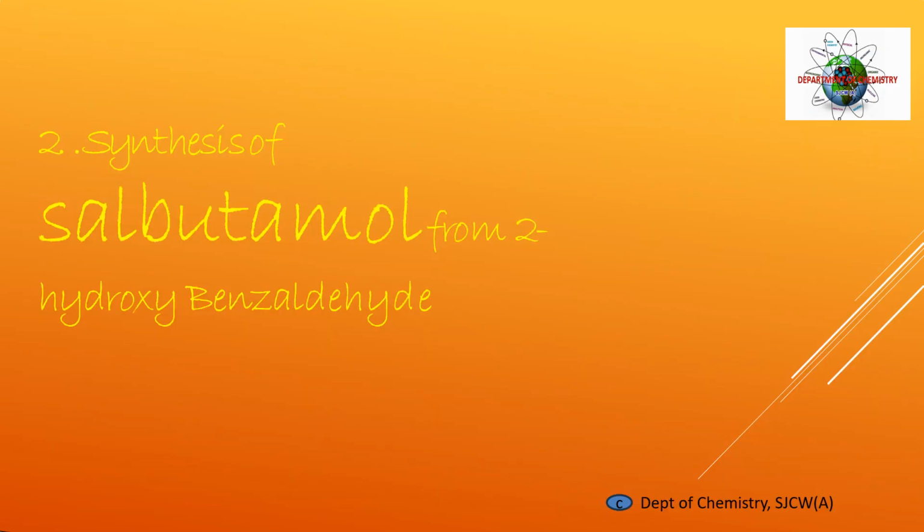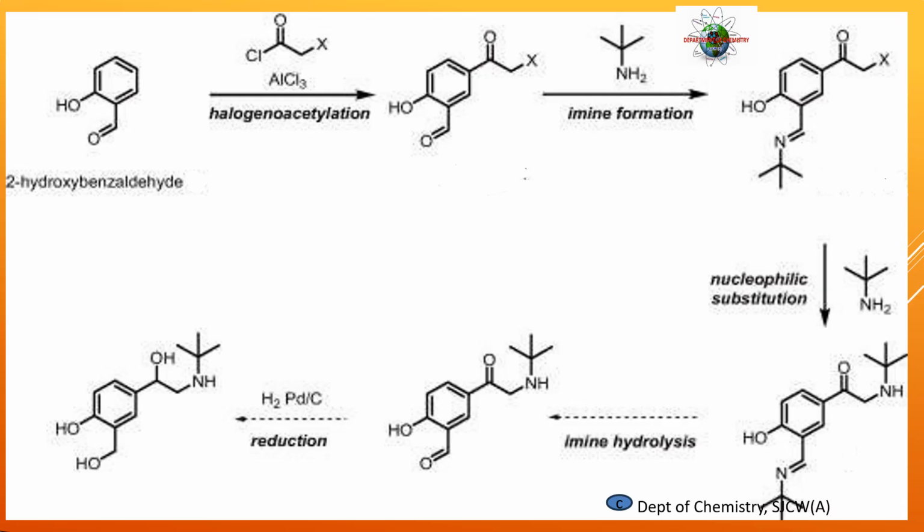The second method is synthesis of salbutamol from 2-hydroxybenzaldehyde. Let us look into the mechanism of the second method of preparation of salbutamol using 2-hydroxybenzaldehyde. In the structure of 2-hydroxybenzaldehyde, the CHO functional group is connected at the first position of the benzene. The second position is occupied with the OH group. Thus, the name of the compound is 2-hydroxybenzaldehyde. It is the IUPAC name according to the IUPAC nomenclature.